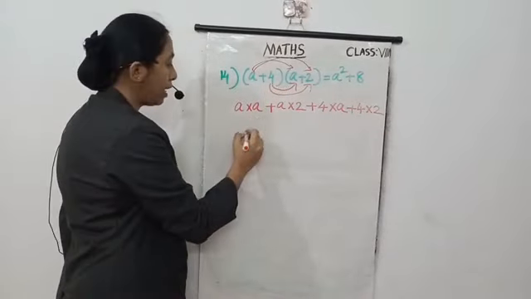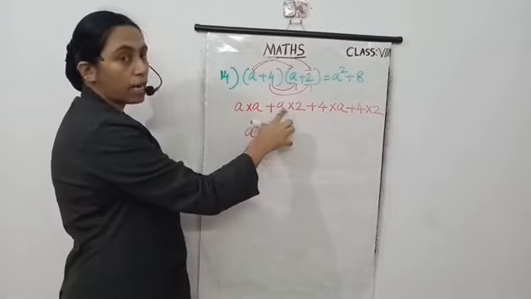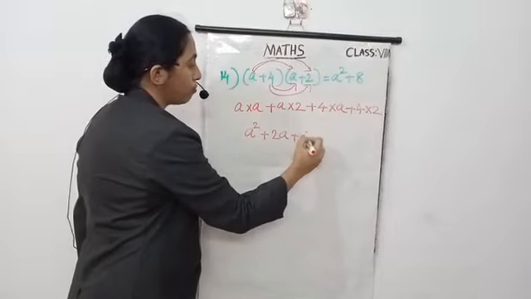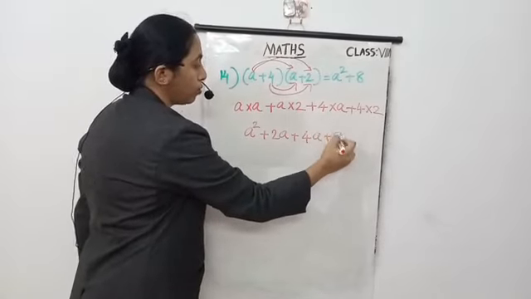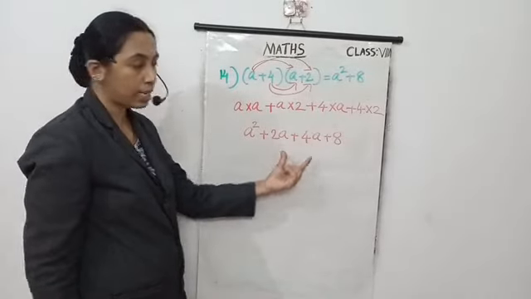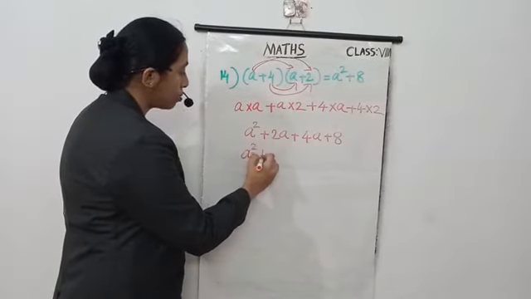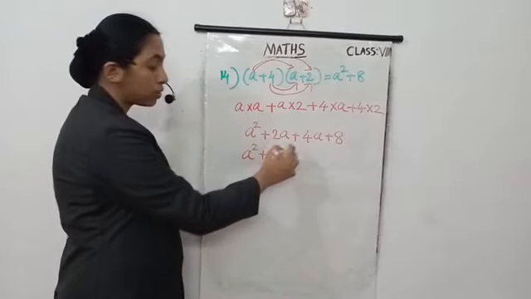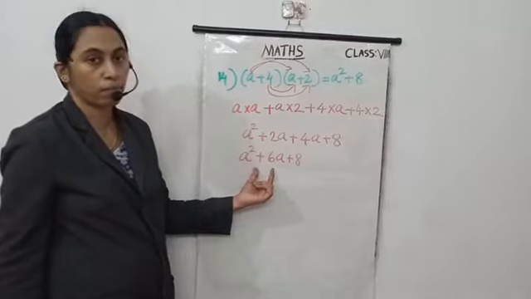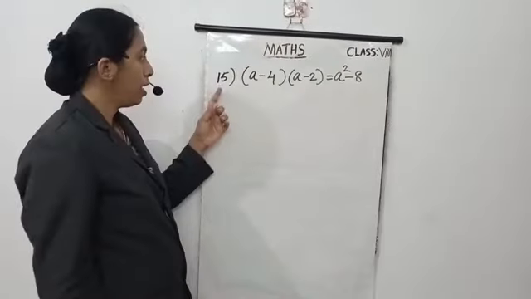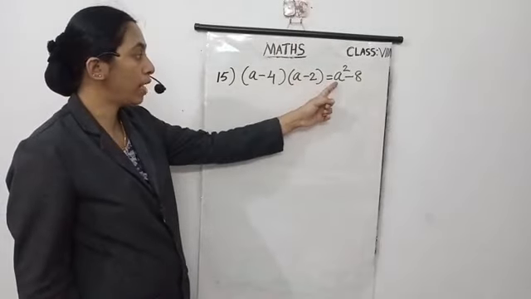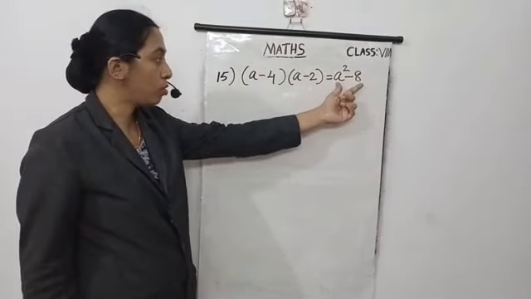So a into a, a square, plus a into 2, 2a, plus 4 into a, 4a, plus 4 into 2, 8. Now this a, here a, so both are like terms. So we can add, so a square plus 2 plus 4, 6. So 6a plus 8. So final answer is a square plus 6a plus 8. Now question 15. (a minus 4) into (a minus 2) equal a square minus 8. So this is also wrong.